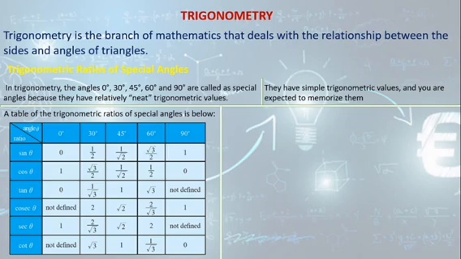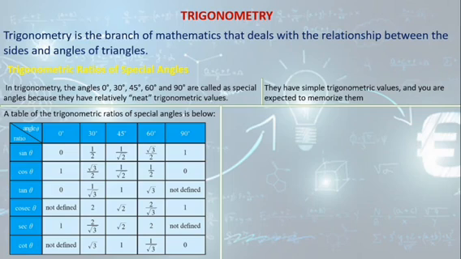And of course, the remaining three are basically reciprocals. To get the cosec of the angle, just divide 1 by the sine of that angle. To get the secant of the angle, divide 1 by the cosine of the angle. And to get the cotangent of an angle, divide 1 by the tangent of that angle.